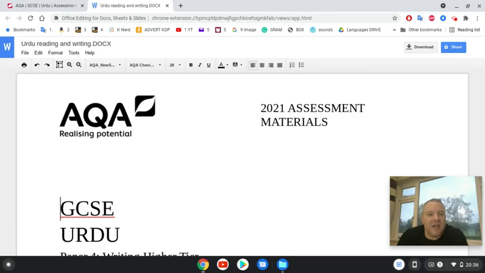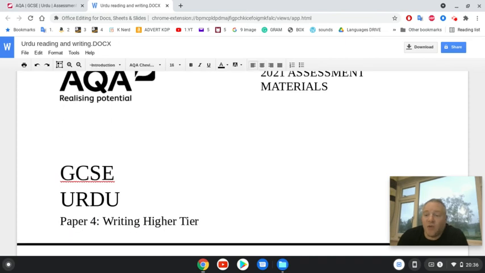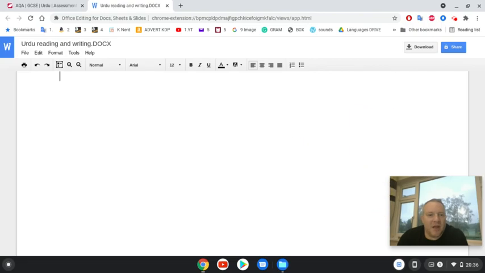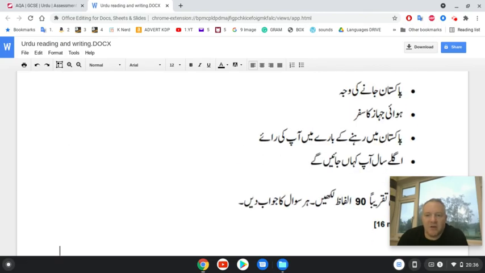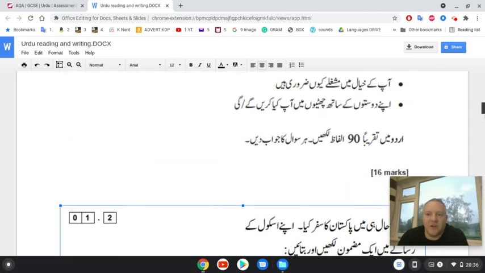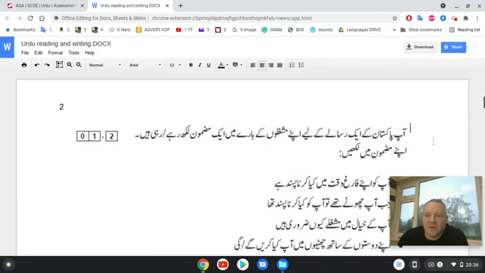So today, I'm looking at the AQA GCSE Urdu assessment materials. This is for the GCSE Urdu writing higher tier. The total paper has 288 marks. What you'll have is a topic you have to read in Urdu, and then you have some choices of what to write about. So let me get this straight.